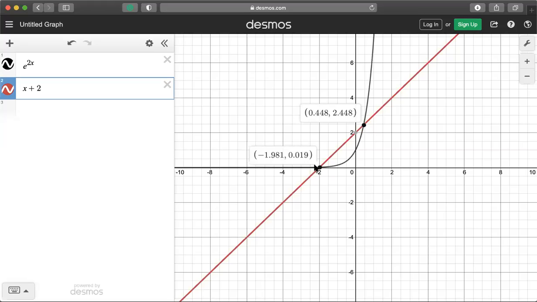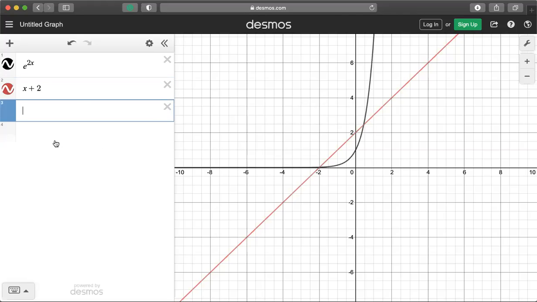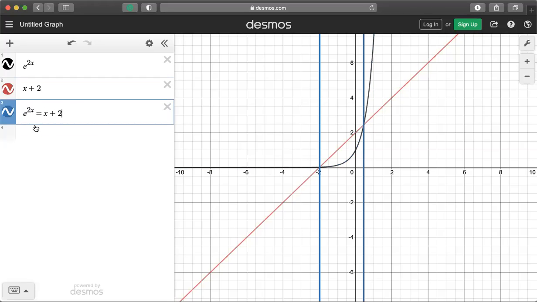So let's try to interpret this. The x value is what we're looking for. So we got two x values, 0.448 and negative 1.981. So remember what we had. We had e to the 2x is equal to x plus 2. Don't worry about the graph. I just wanted to write out the equation so you could see it again. This was the equation we were given. So let's see what happens when we plug those two numbers in here.